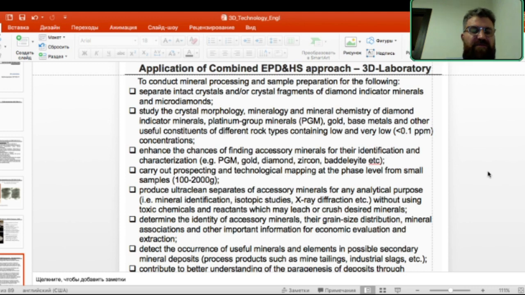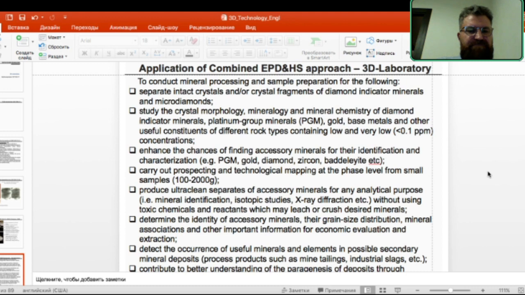Then the study of crystal morphology, mineralogy, and mineral chemistry of diamond indicator minerals, platinum group minerals, gold, base metals, and other useful constituents of different rock types containing low and very low concentrations. So there is no other method that can happily recover particles that have such low concentrations in the sample. Like now, for example, we're working with sulfur mineralization, which is lower than half gram per ton. So it's very, very low grade, but we'll still be able to recover those sulfides of the sample. And this is our goal for this training.